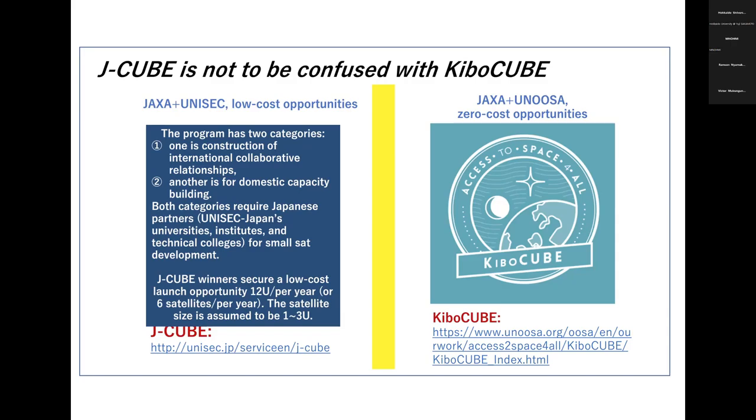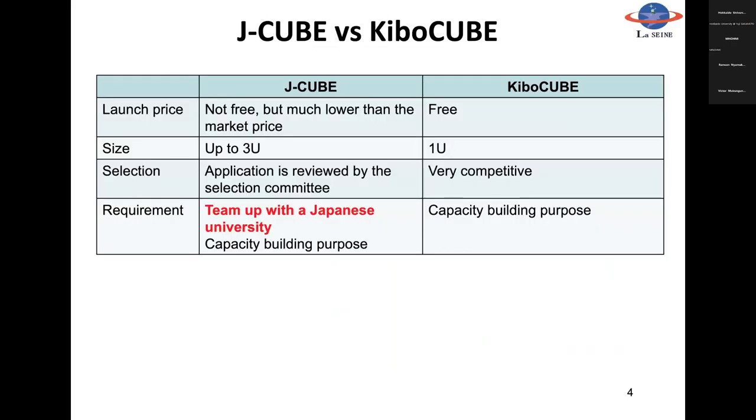But why then do we have to go for JCube if it's not for free? Because it has advantages. The difference is the launch price. JCube is not free, but much lower than the market price, approximately one third of the market price. Also, you can go up to 3U, so you can do something more sophisticated.